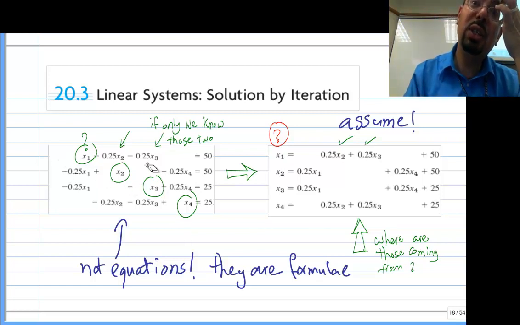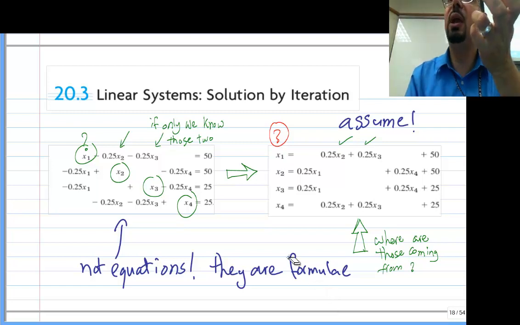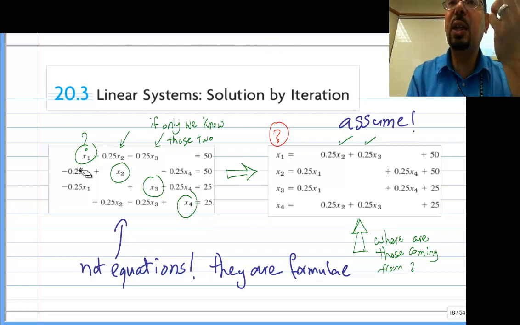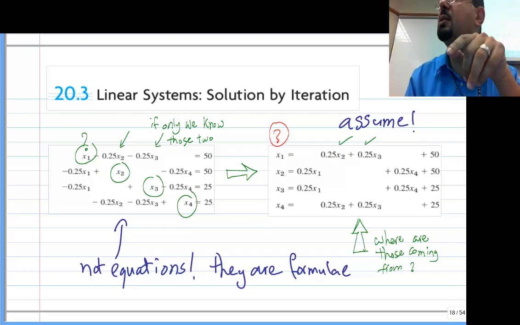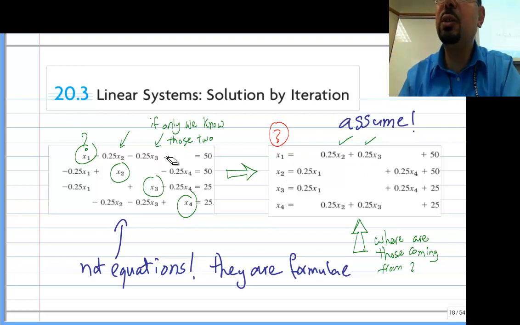But then someone looked at those equations and thought that those are not equations. Those are actually formulae to calculate x1, x2, x3, and x4. I can turn this equation into one with x1 on one side and everything else on the other side. In this equation, I can put x2 on one side and send everything else to the other side. Now those equations are turned into: here is how you calculate x1, here is how you calculate x2, here is how you calculate x3, here is how you calculate x4.